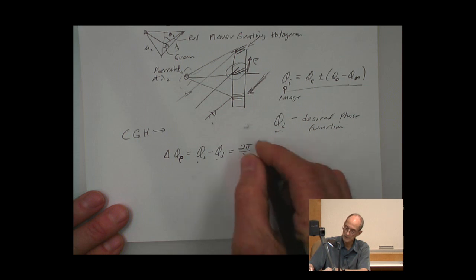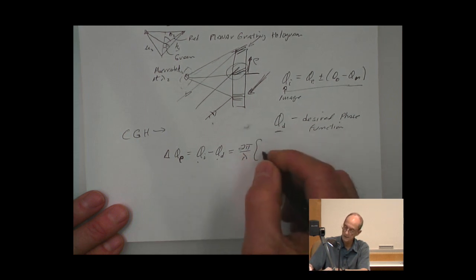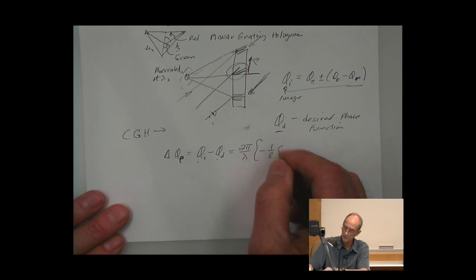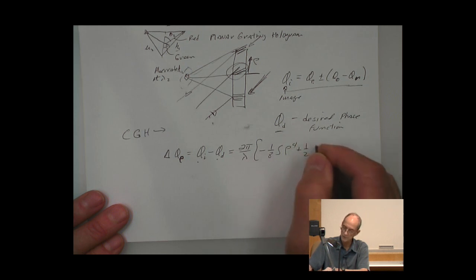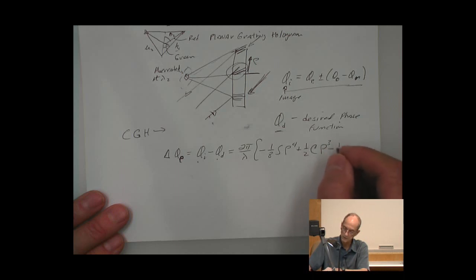So we can now represent this as a set of aberrations where we have minus, say, an eighth times the spherical aberration coefficient, rho to the fourth, plus 1/2 times the coma, rho to the cubed, minus 1/2 times the astigmatism, rho squared. All right.